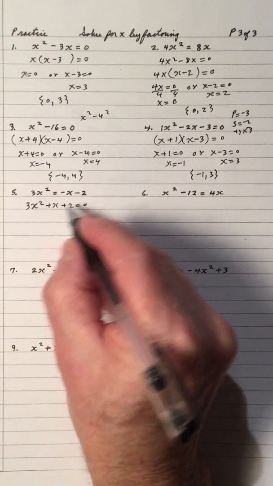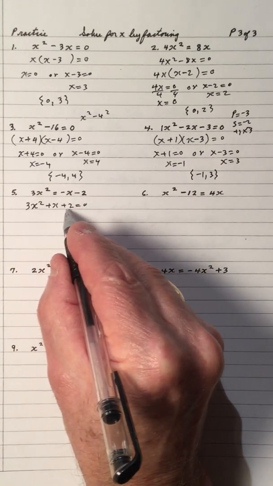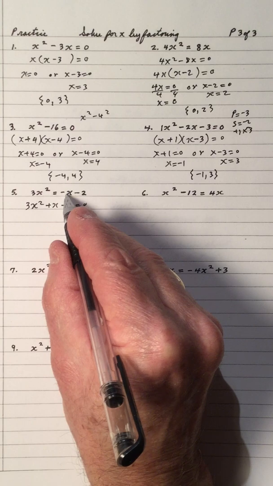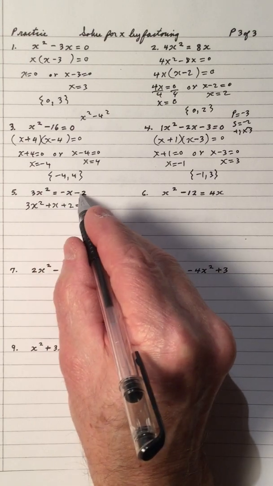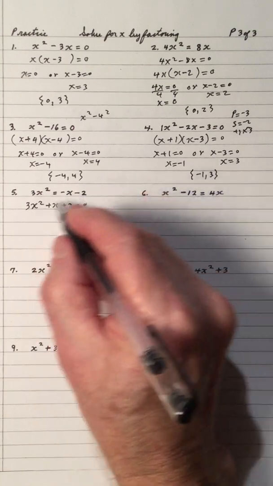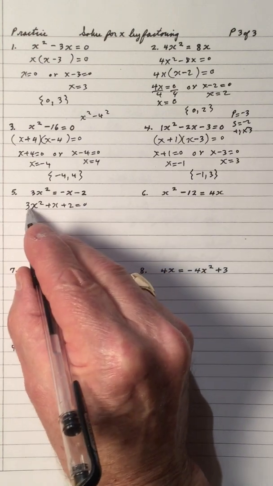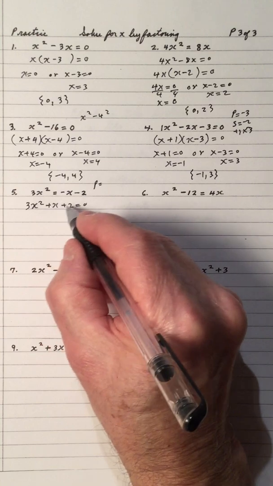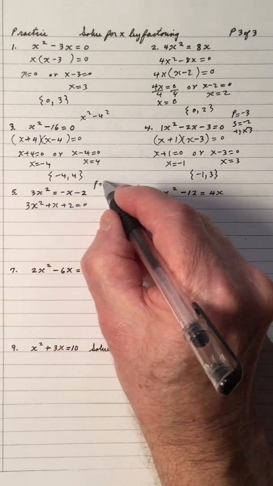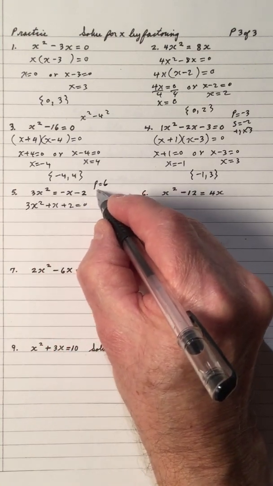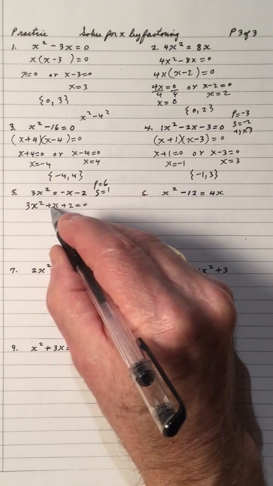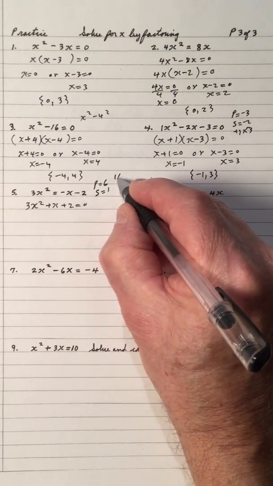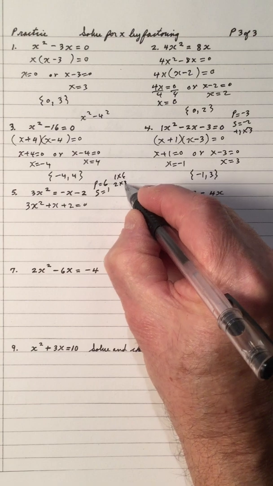Number 5, we have to arrange it in descending order. And when we do, we have to have ax squared plus bx plus c. The negative x moved over to become plus. The negative 2 moved over to become plus. Now I have a 3 here. 3 is not a GCF, so the product is a times c. 3 times 2, the product is 6. The sum is 1. And the factors of 6 are 1 times 6 and 2 times 3.